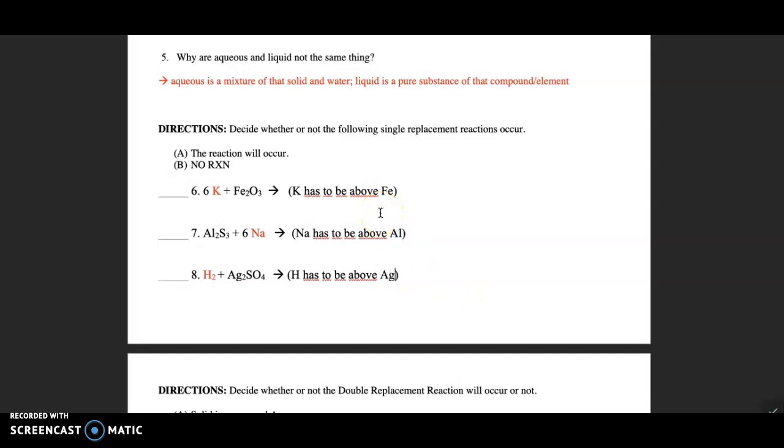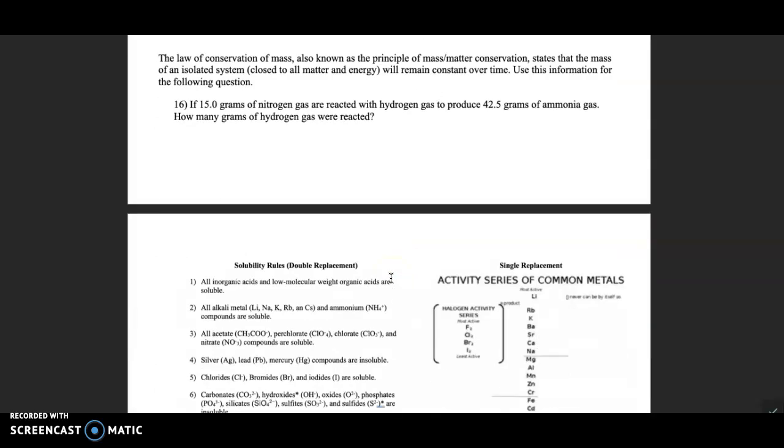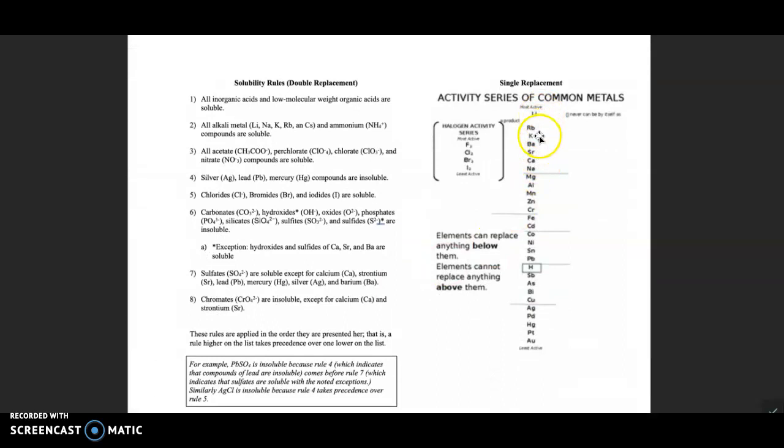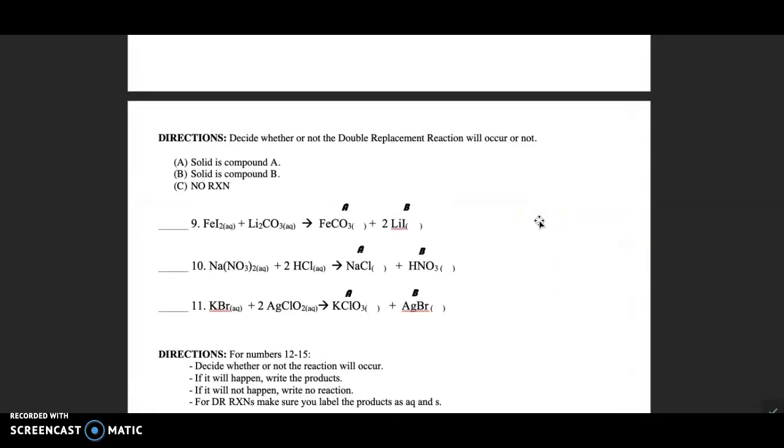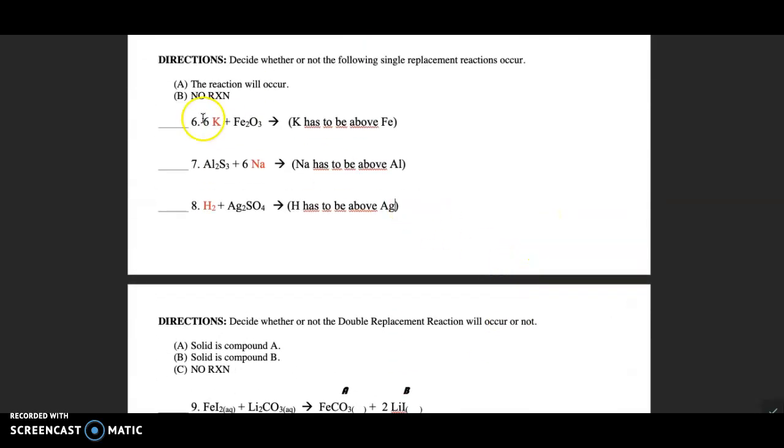So now I'm going to look at my list. First one is K above Fe, scrolling down. K is above Fe, there's K, there's Fe, so that one will occur. So the reaction will occur, that would be letter A.